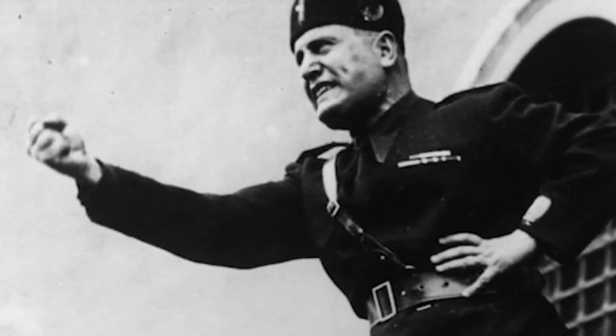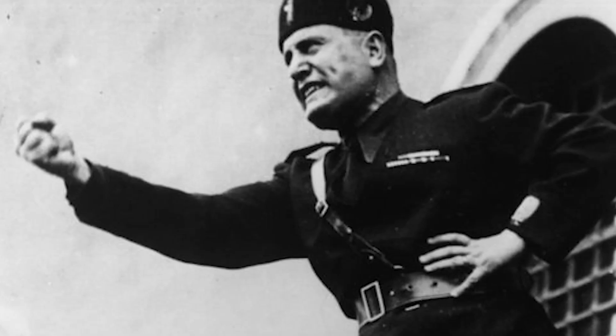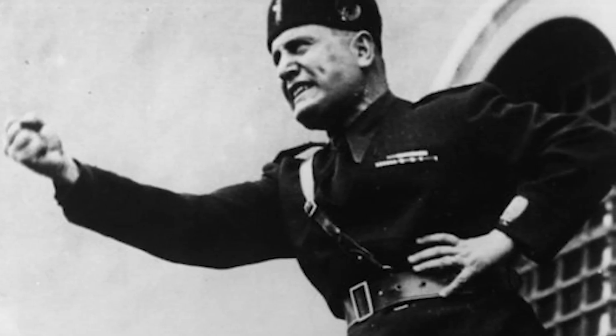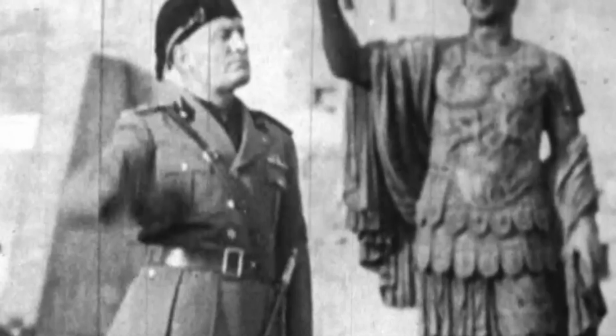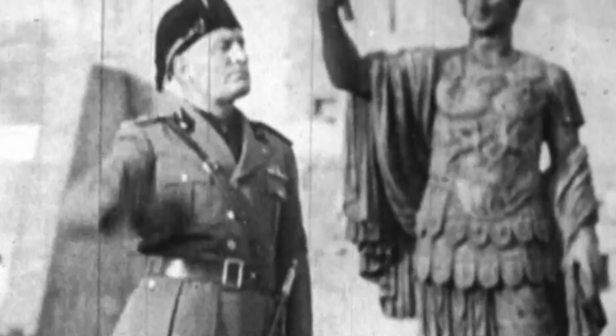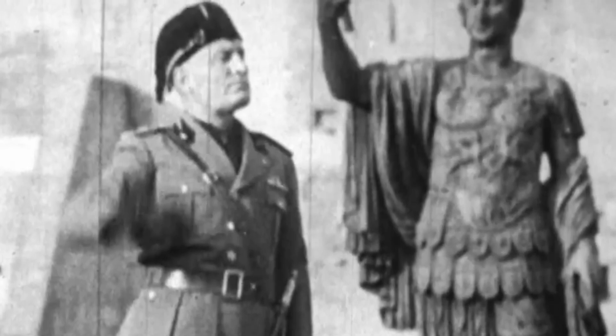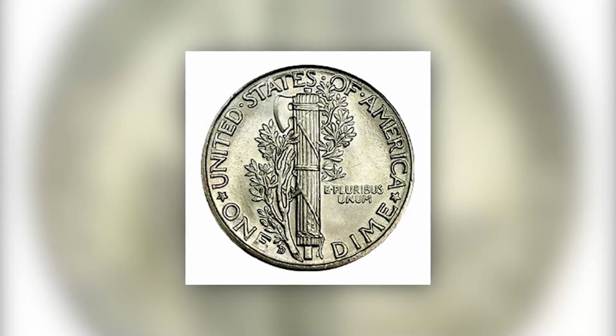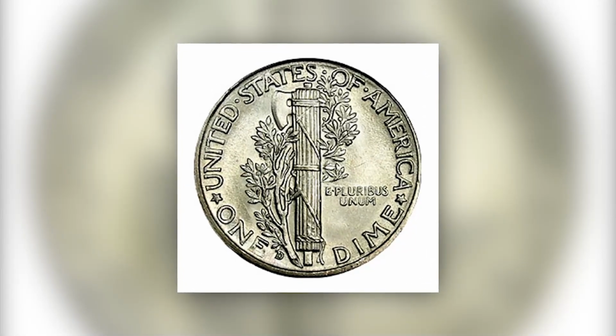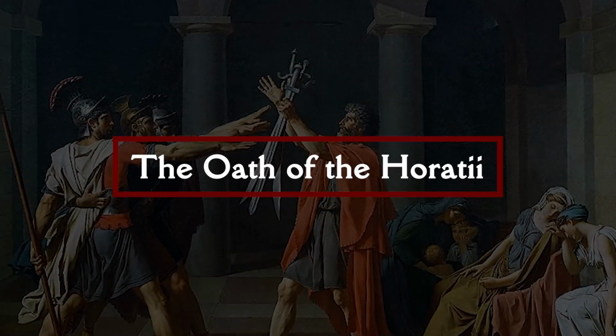Mussolini sought to revive the glory of the Roman Empire and saw the fasces as a fitting symbol for his fascist movement, emphasizing the importance of unity, strength and discipline. The fasces was widely used in fascist Italy, appearing on coins, sculptures and official documents to reinforce the regime's authority.